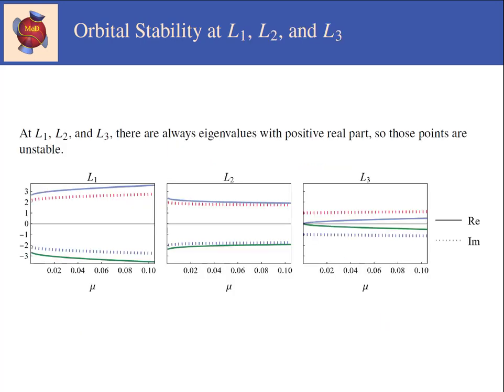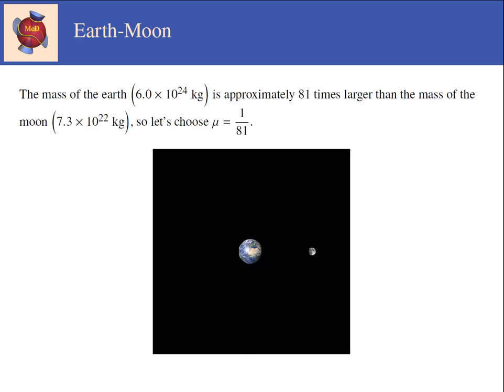Remember, they had to be determined numerically, so the eigenvalues are also determined numerically. Here you can see from the plots of the eigenvalues as a function of mu that there's always eigenvalues with a positive real part. So all 3 of these Lagrange points are unstable. Note that for very small mu, the real parts for L3 are relatively small, so we might expect it to take longer for solutions to move away from L3 than it takes for them to move away from L1 and L2. So let's look at a concrete example, and let's take mu to be 1 over 81.